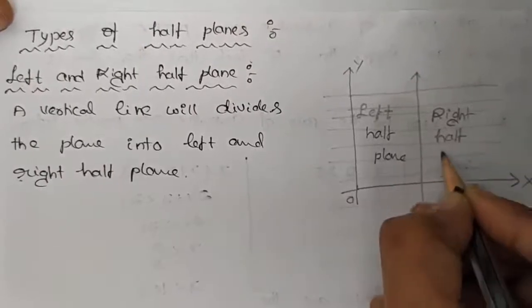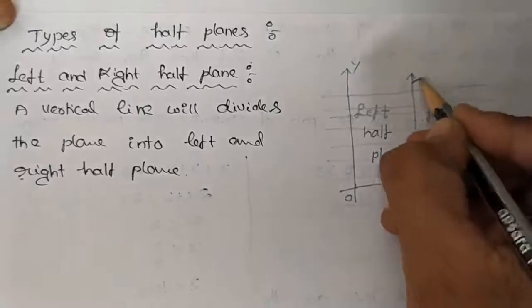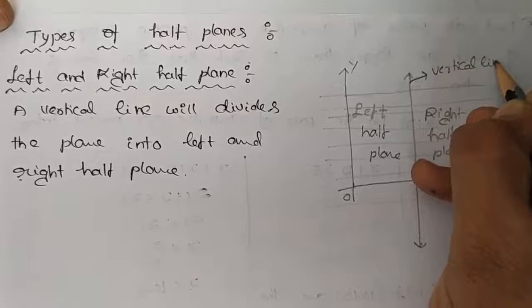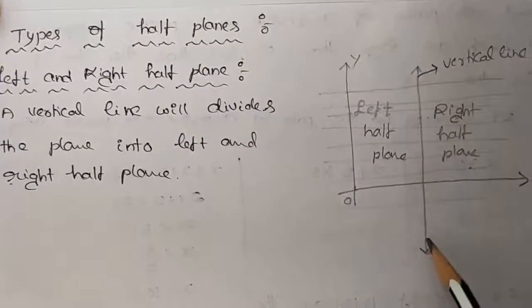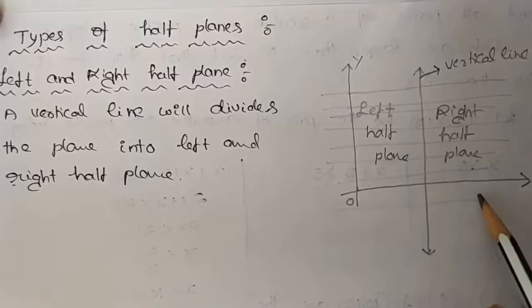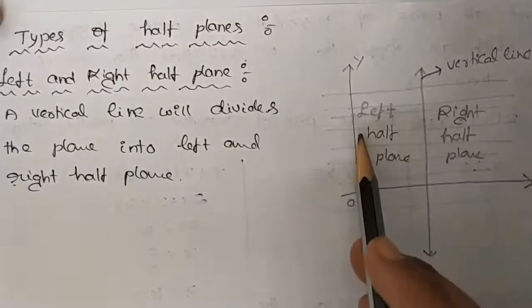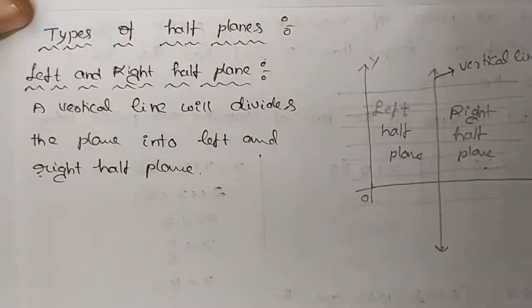It is a vertical line. A vertical line will divide the plane into left and right half planes. This portion is left half plane. This portion is called right half plane.